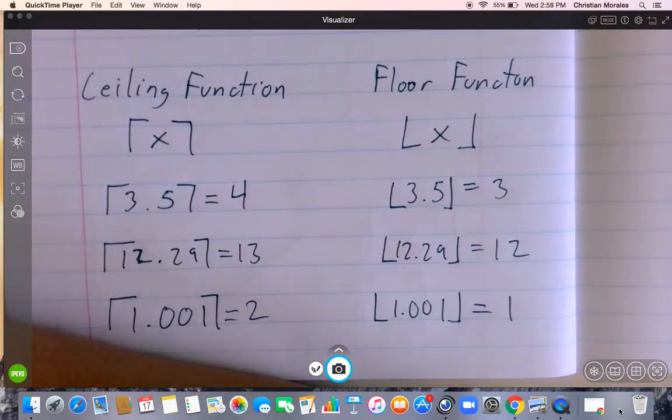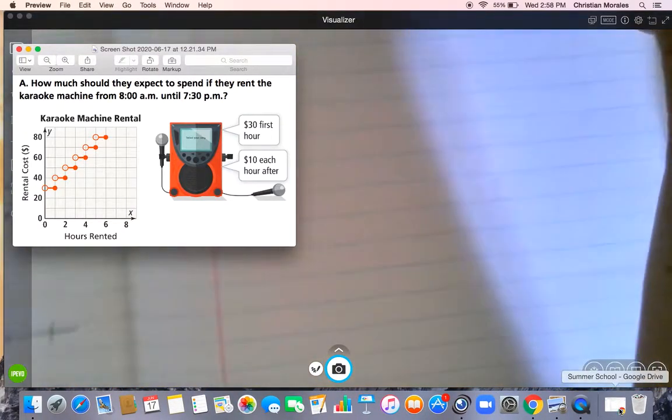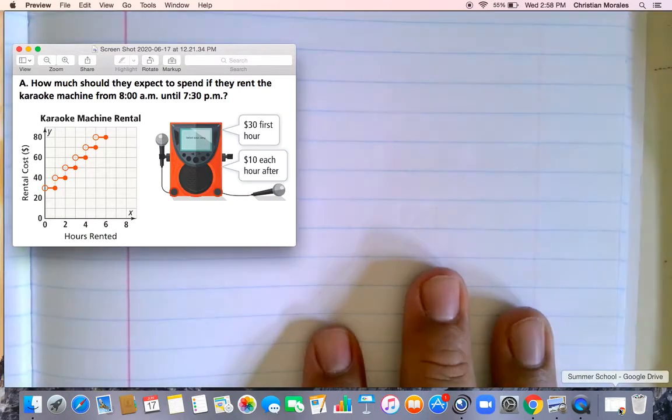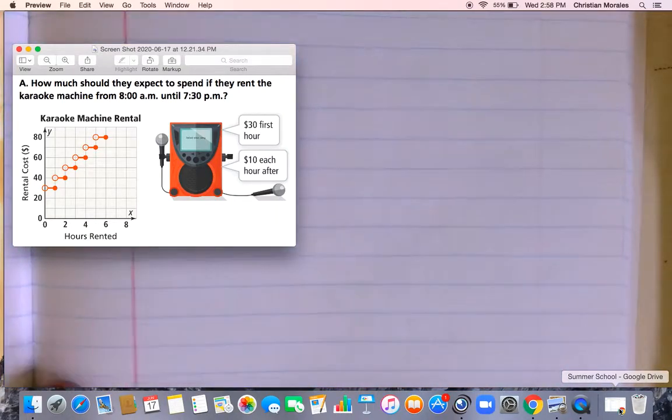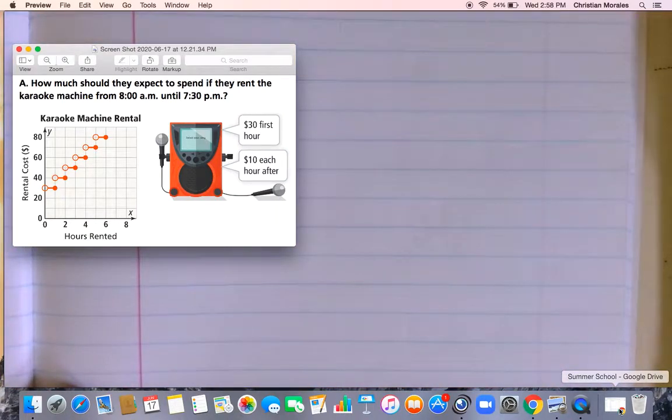Okay, so let's do a word problem now. We have this: how much would you expect to spend if you rent a karaoke machine from 8 a.m. to 7:30 p.m.? They have a graph there to show you how the rental works, and they give you the price: $30 for the first hour, $10 for every hour after that.